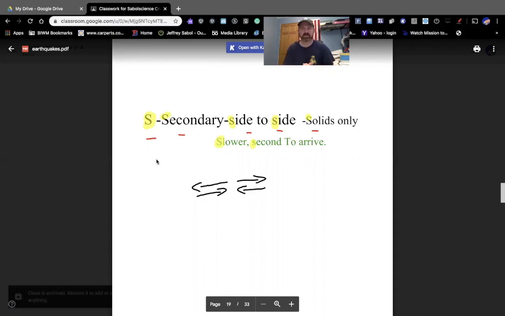So there you go. There's your information. And look at this. This is full of S. There's S everywhere. So how do you remember secondary wave? Because of the S. S, secondary, side to side is the motion. Starts with S. Solids only, slower, second to arrive.